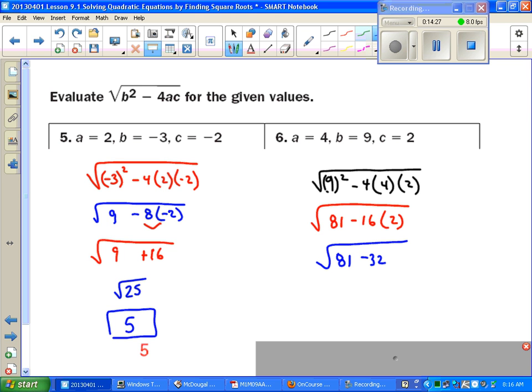So you have the square root of 81 minus 32. 81 minus 32 is 49, still under the square root symbol. What times itself is 49? 7. And also the number negative 7 will work as well.